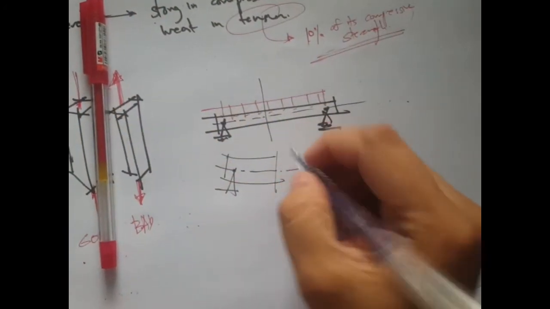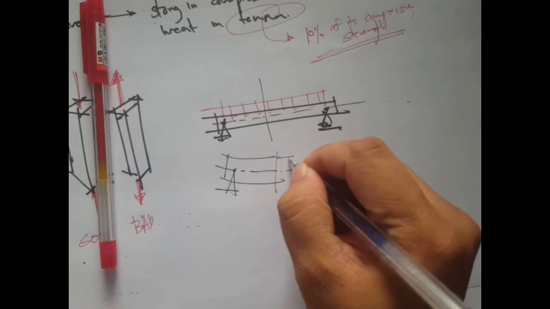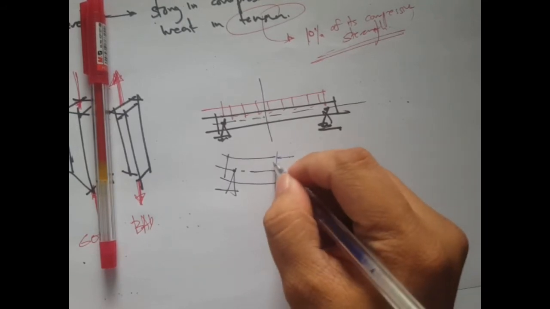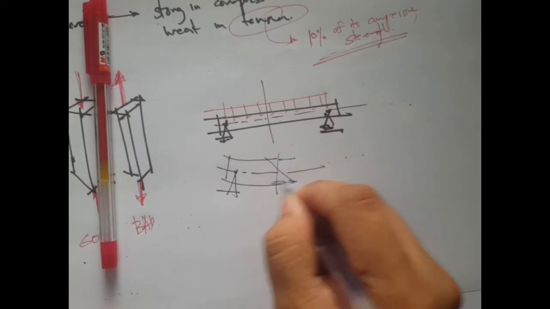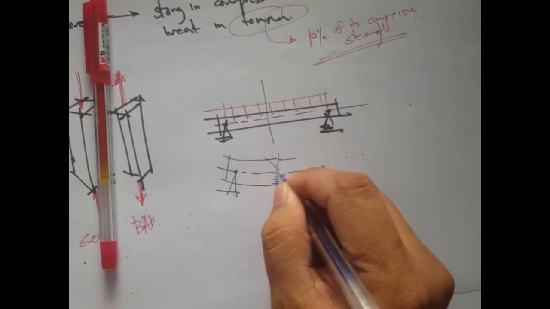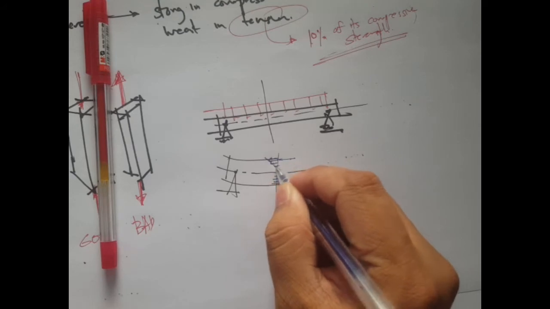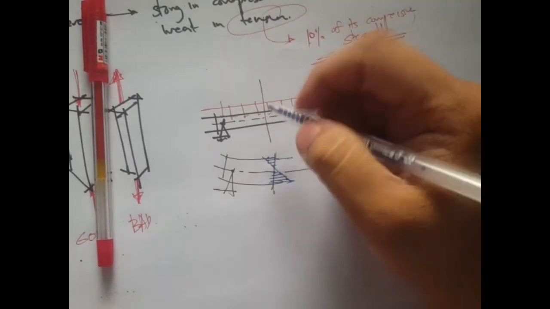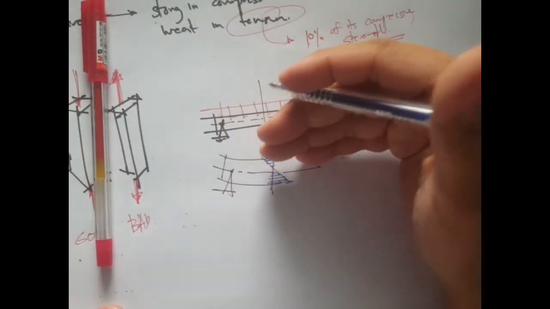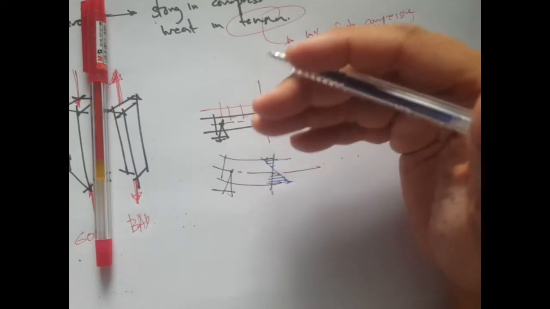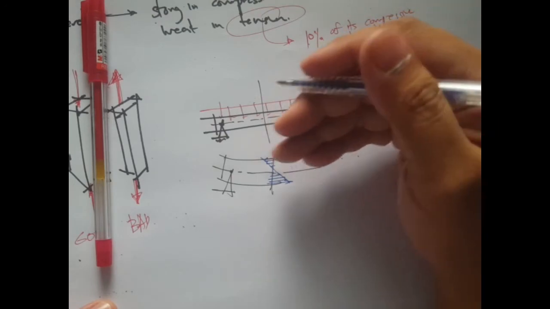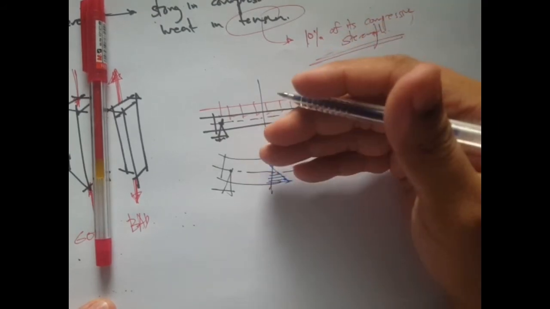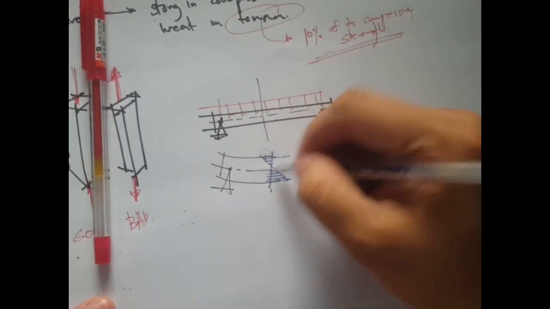Okay, so let's use this color. Or we can just use this. Okay, we can illustrate it this way. So we have a separation, something like a region wherein the top part is in compression, whereas the bottom part is in tension. So what's the problem with that?